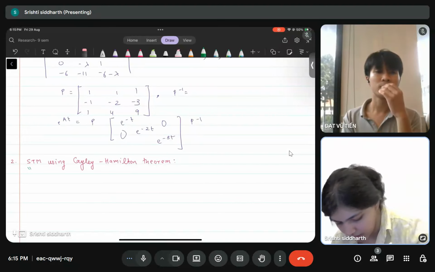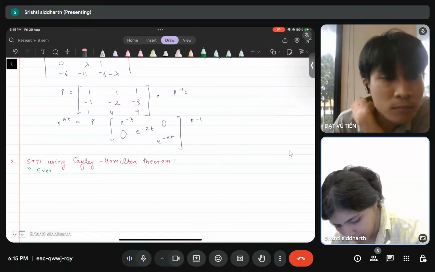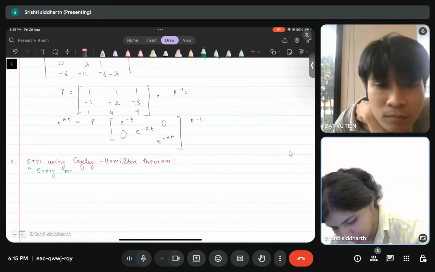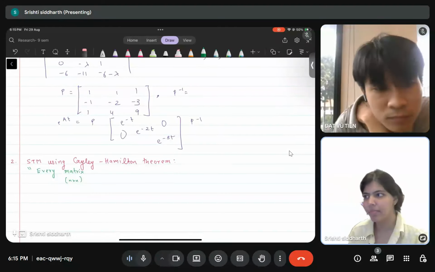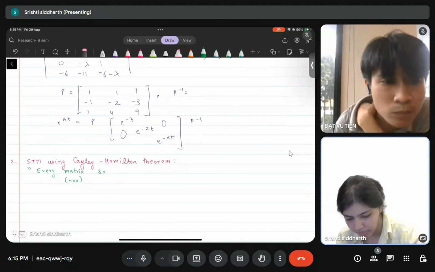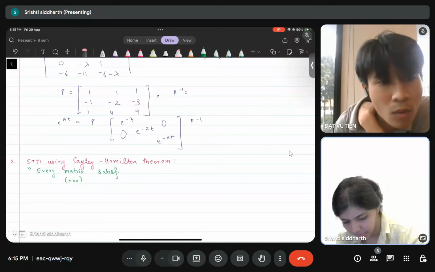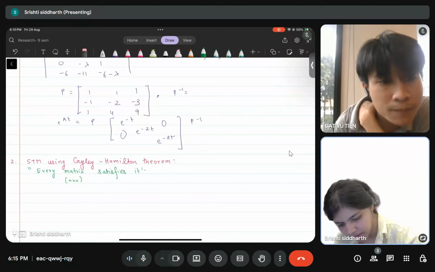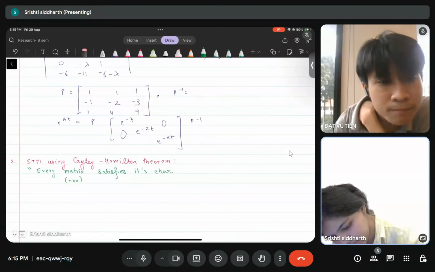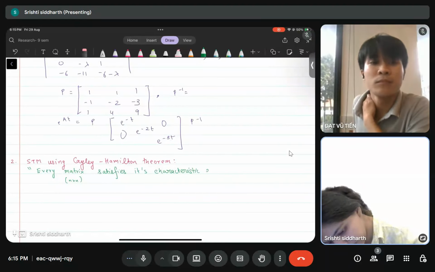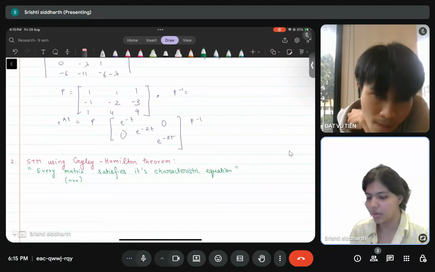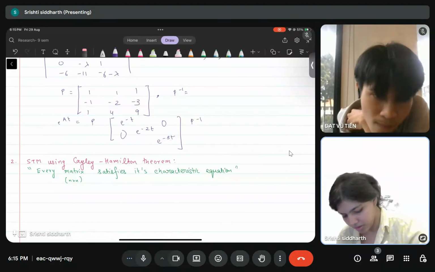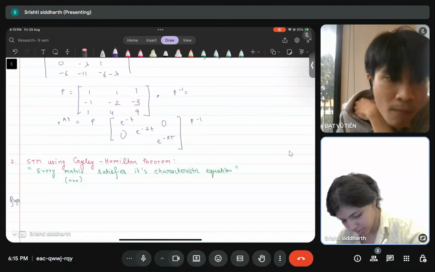So the theorem states that every matrix of size n by n satisfies its characteristic equation. Okay, so let's see this question 4.